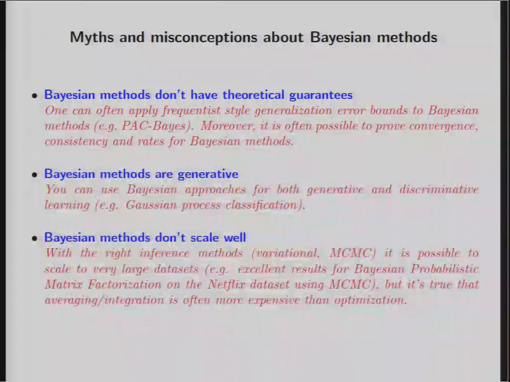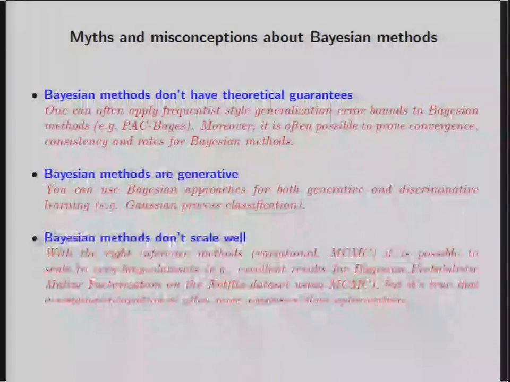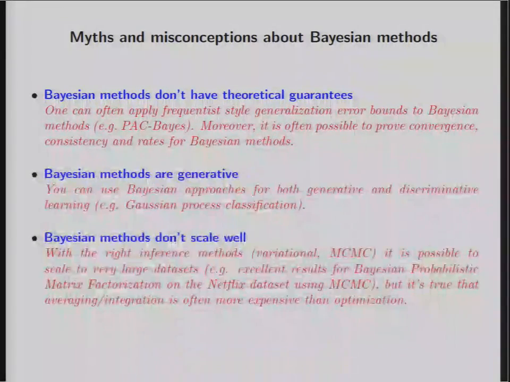And that's partly because doing integration is generally more expensive than doing optimization. Okay? Doing averaging or integration over a large parameter space is more expensive than doing optimization. To do integration, you're supposed to try to visit the whole parameter space. To do optimization, you just have to find one point quickly. Okay?